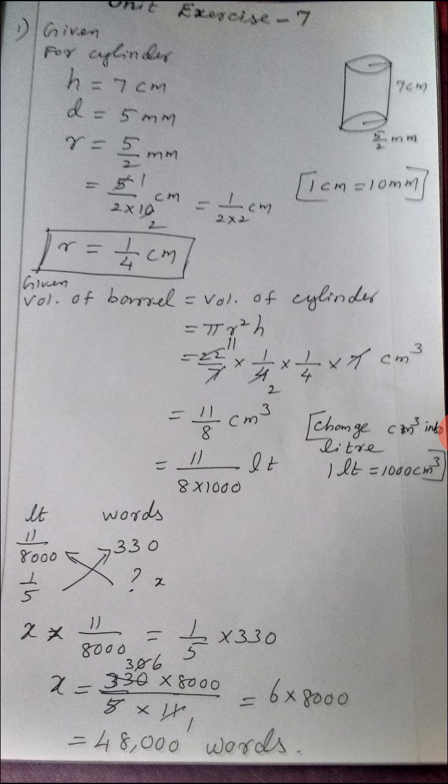See the question. The barrel of the fountain pen is cylindrical in shape. You are using a fountain pen to write; that barrel of that pen is in the shape of a cylinder. Then the height of that cylinder is given. Height is 7 centimeter. Long means that is height. Then 5 millimeter in diameter.